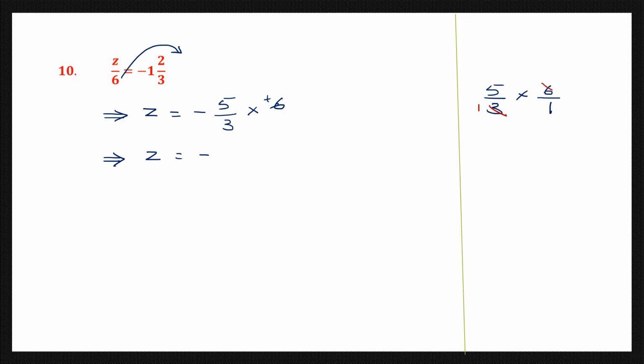3 ones are 3, 3 twos are 6. So what do we have here? 5 twos are 10 and down we have 1. 10 by 1 is equal to 10. So we have solved for z. The value of z is minus 10.